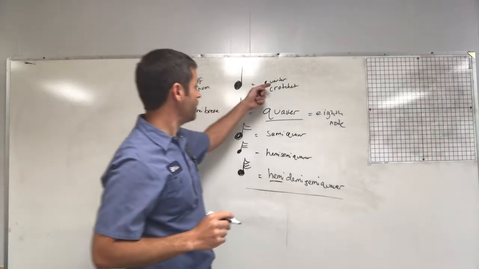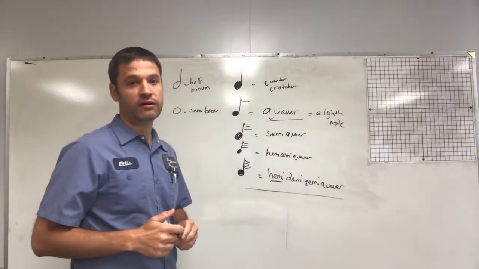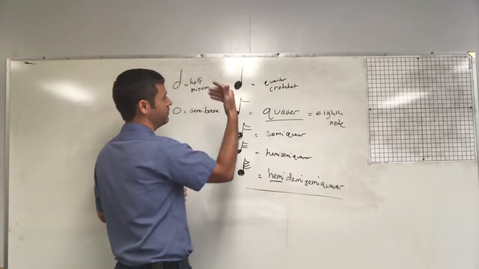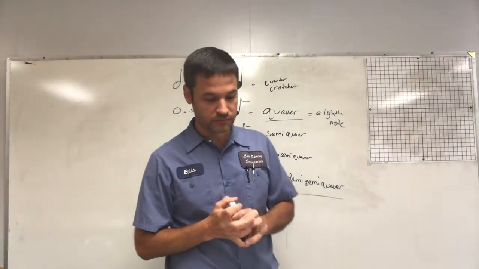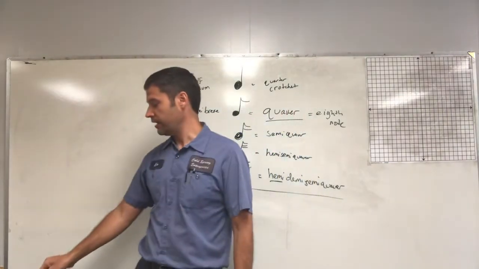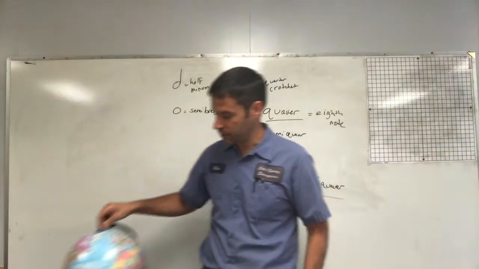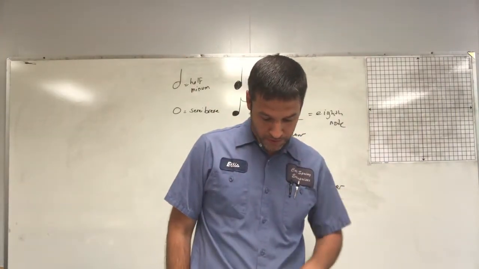Semibreve, minim, crotchet, quaver, semiquaver, hemi-semi-quaver, hemi-demi-semi-quaver. I like our method. Whole note, half note, quarter note, eighth note, 16th note, 32nd note, 64th note. Think of a hemi-demi-semi-quaver next time you talk about a hemisphere. Hemisphere, half a note, hemi-demi-semi-quaver, 64th note, for what it's worth. That is the lesson.